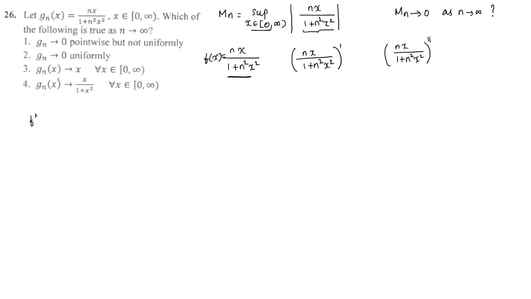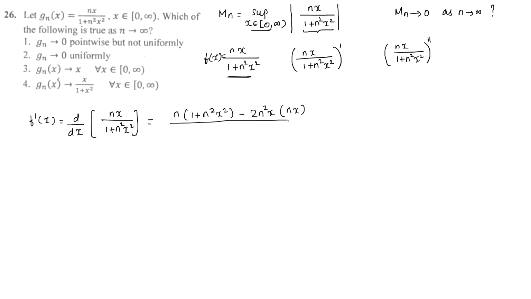So f dash of x is equal to d by dx of nx by 1 plus n square x square, and this is equal to, by quotient rule, derivative of numerator into denominator minus derivative of denominator, so 2n square x into numerator, divided by denominator square, so 1 plus n square x square whole square. Now we have to simplify this.